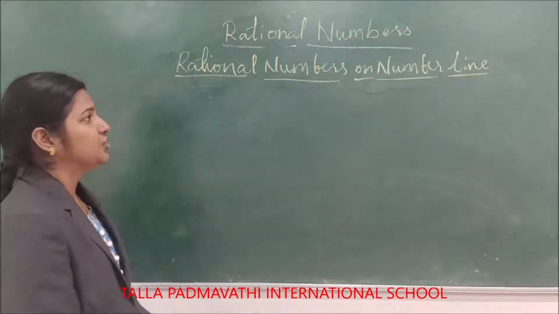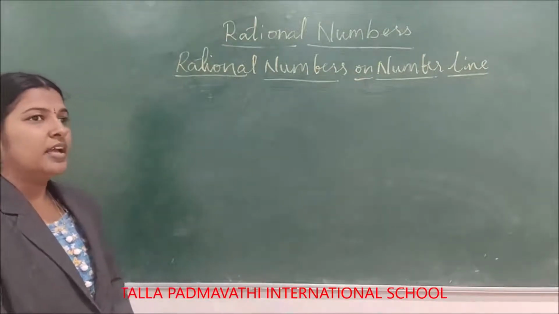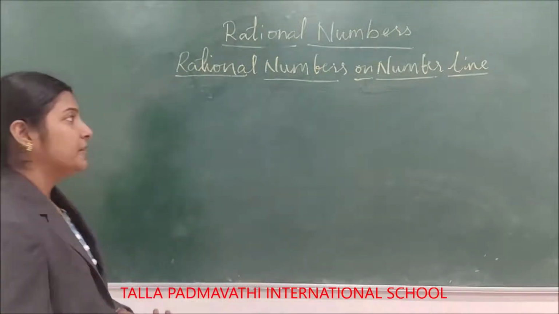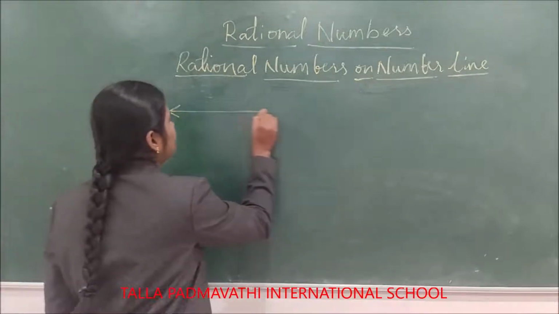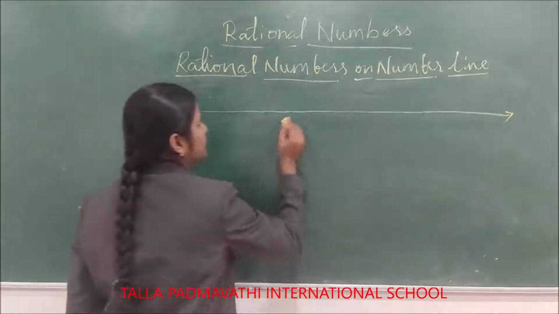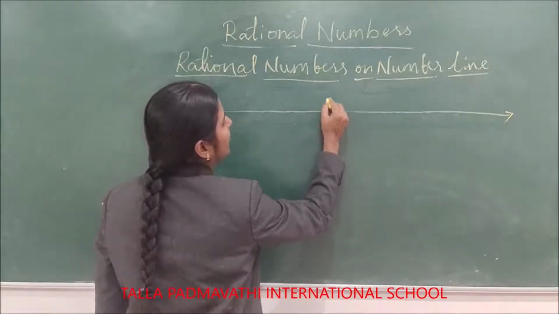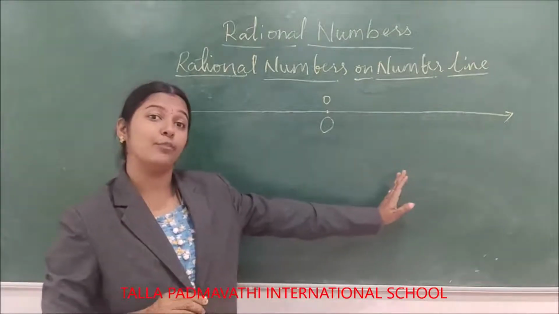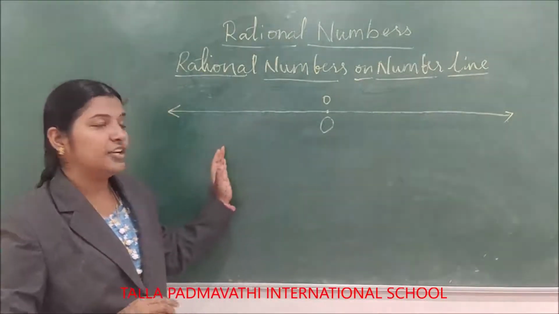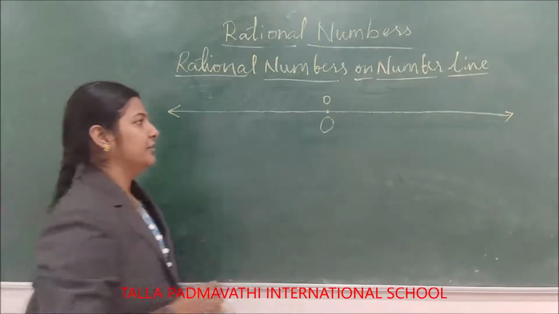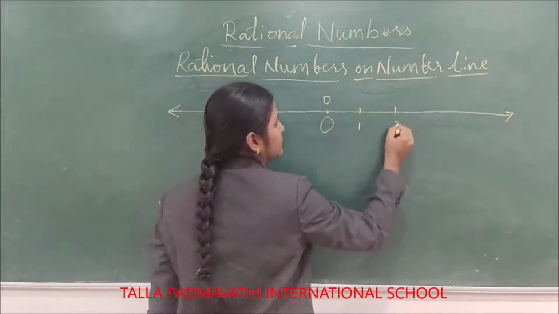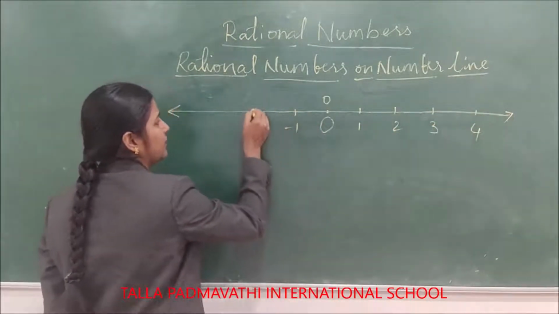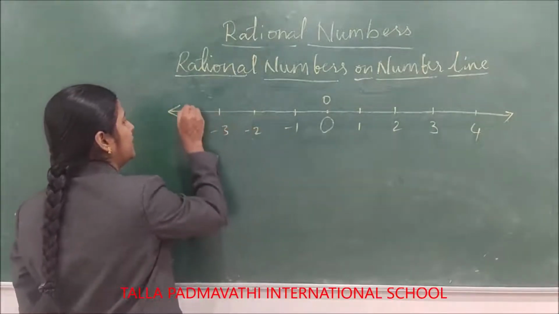Now let us see the rational numbers on the number line. So children, we have represented the integers on the number line. How we used to represent the integers on the number line? We used to draw a line and mark a point O in the middle of the line, that is 0. To the right side of the 0 are positive integers, and to the left side of the 0 we used to represent negative integers. So just see here 1, 2, 3, 4 on the right side, and on the left side -1, -2, -3.